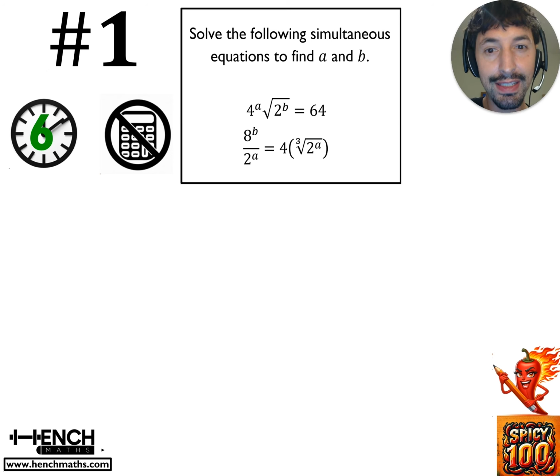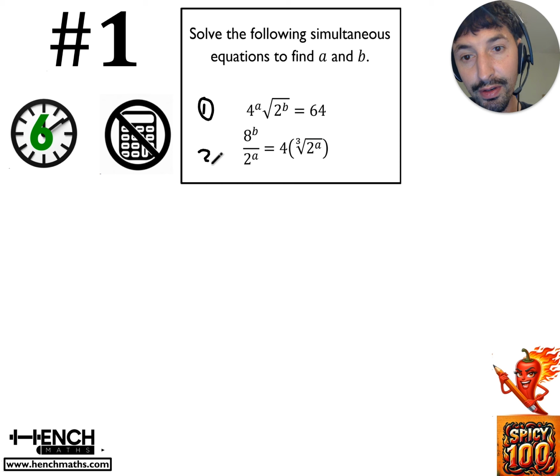Now often the technique with a question like this will be to express all the numbers in the same base. Also, we've got square roots and cube roots, so it's good to know the index version of these. The square root is the power of a half. Because it's simultaneous equations, I'm going to number each one, and I'm going to deal with the top one first.